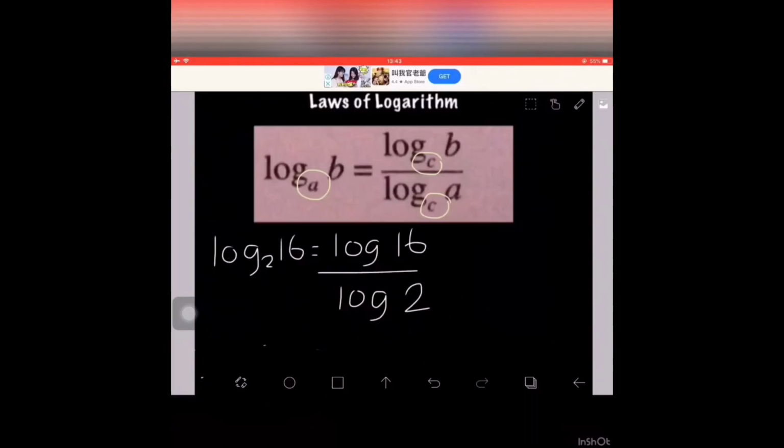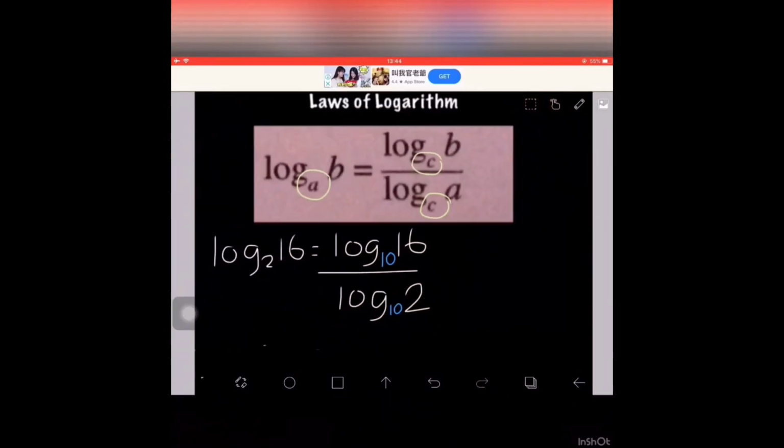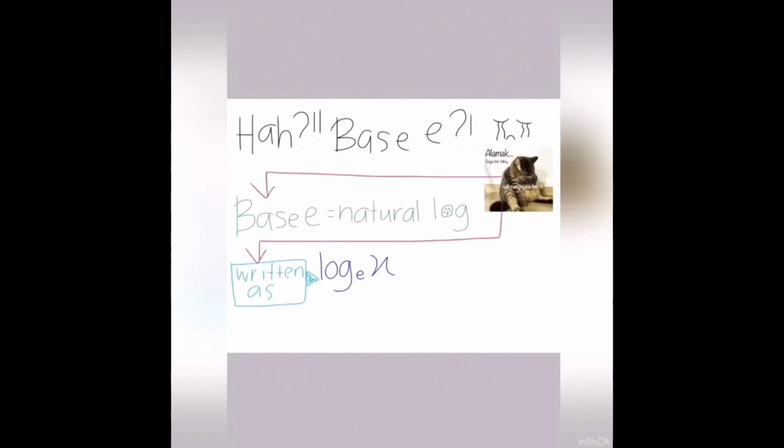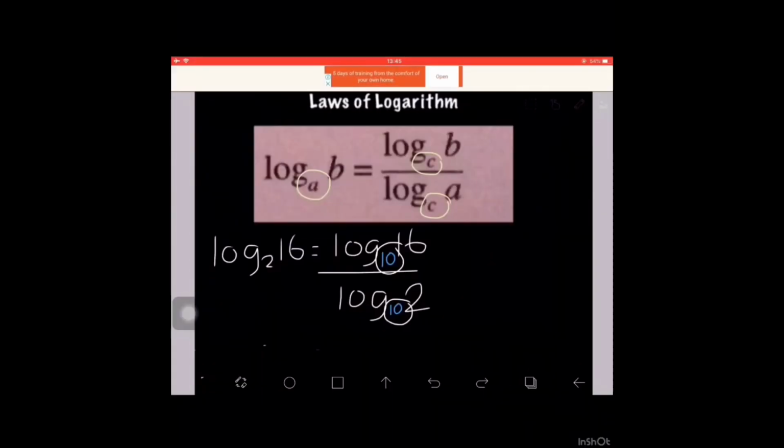Don't forget the base. Any log base can be written and evaluated with base 10 or base e. But what is base e? Let us tell you. Base e is known as natural log and written as log e or ln. Okay, so now let's get back to the law. So we can conclude that log base 2 of 16 is equal to 4.